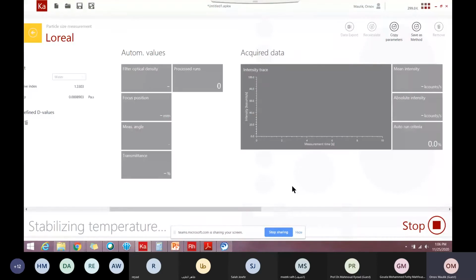So first it will stabilize the temperature, as we have put 298.2.